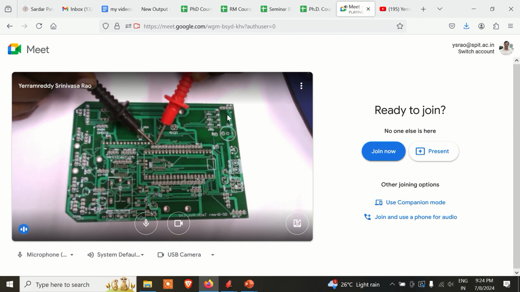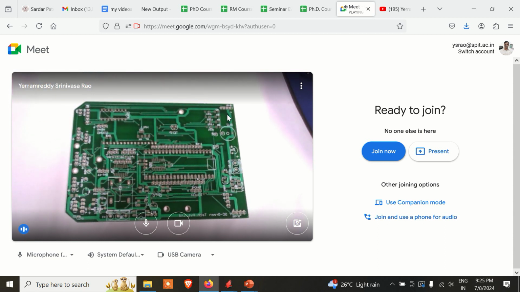If there is a short circuit, do not do the soldering because it is a defective PCB. First you should remove the short circuit. Alright, so this is the bare minimum test.